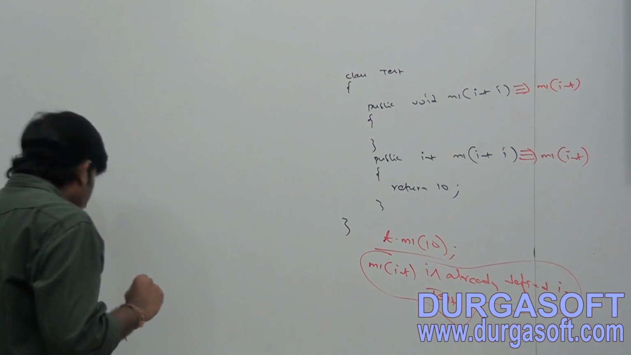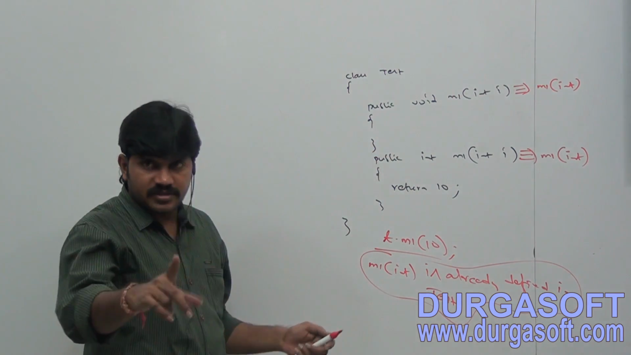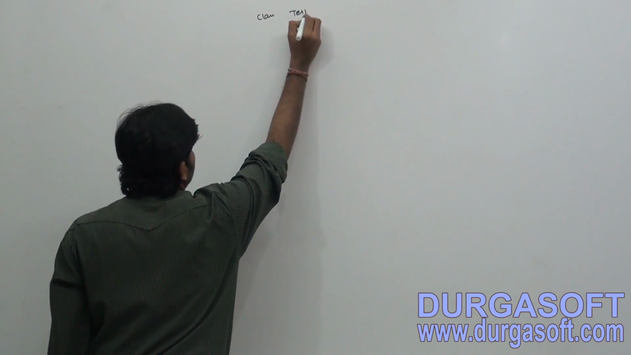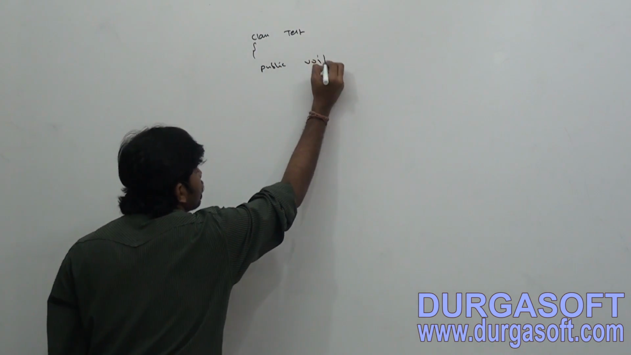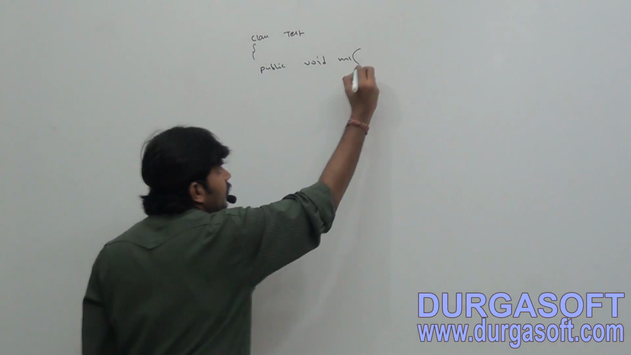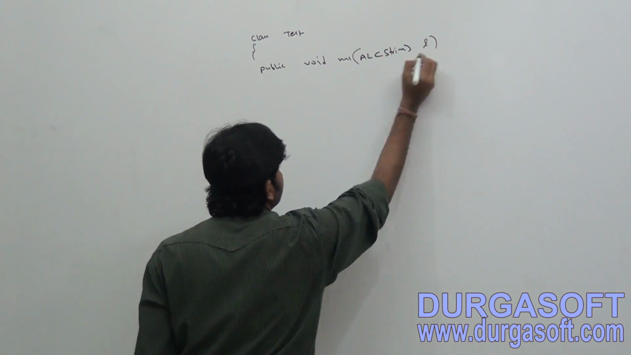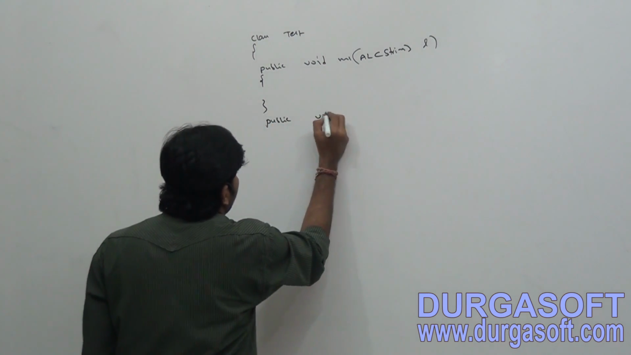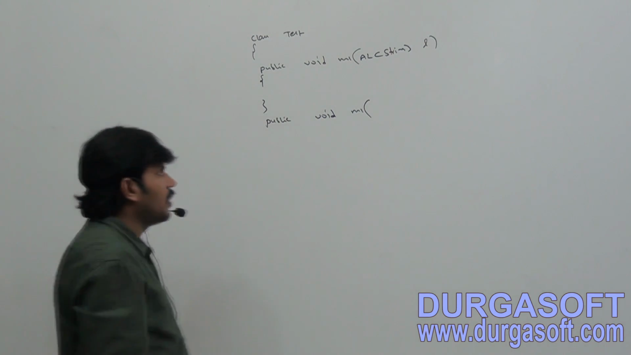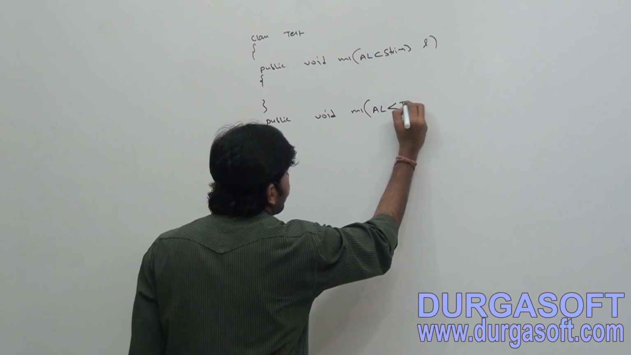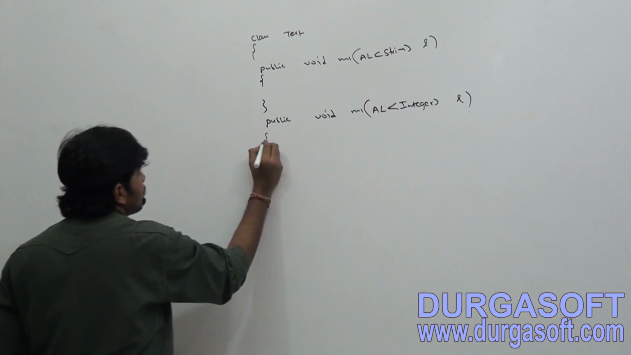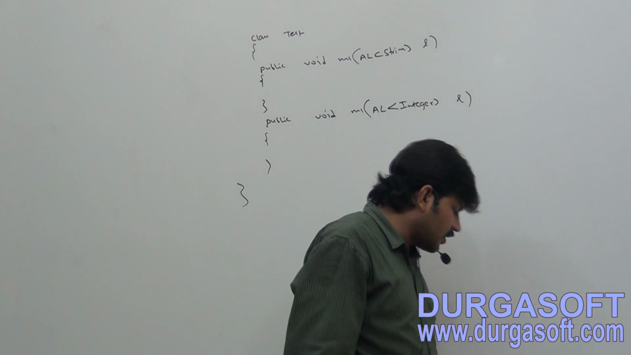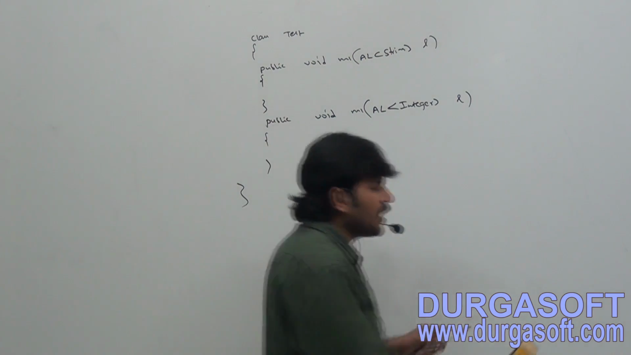Okay, now my question is, why don't we use the same concept for generics also? Here, just observe. Sir, I am taking class Test, public void m1(ArrayList of String l), similarly public void m1(ArrayList of Integer l). Sir, can you tell if the code is valid or not? Will the code compile or not?